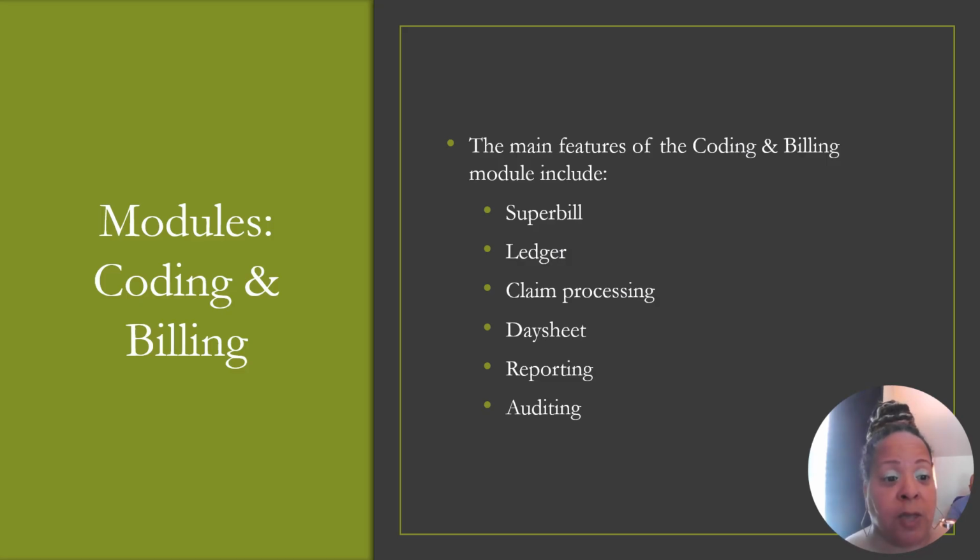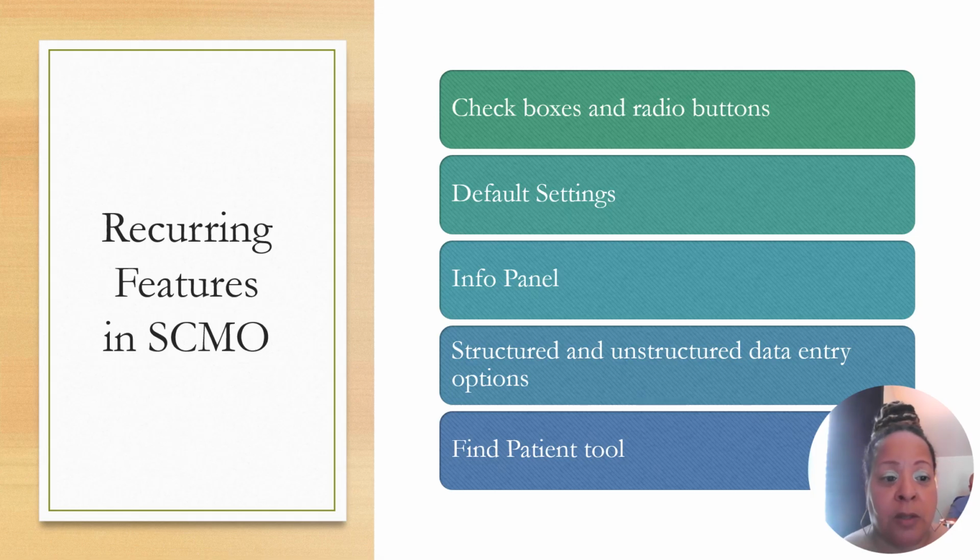All right, so now we have modules, coding and billing. The main features of the coding and billing modules include your superbill, your ledger, claim processing, day sheet, reporting, and auditing. All right, so the recurring features are checkboxes and radio buttons, your default settings, your info panel, structured and unstructured data entry options, and your patient tool.